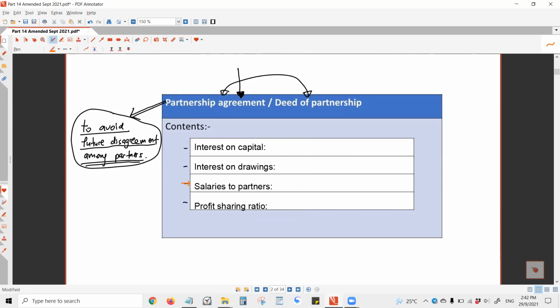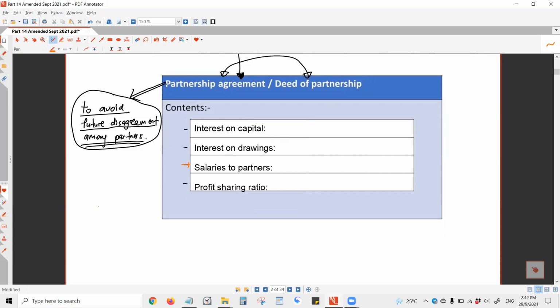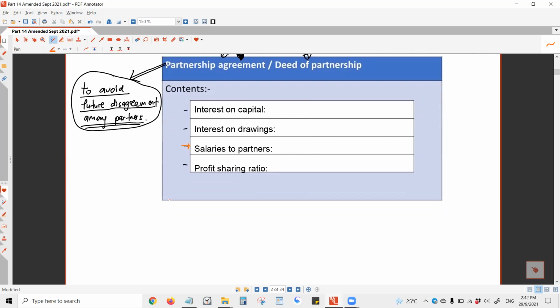Salaries to partners. You see, some people have a lot of money, but they don't have time. Some people have a lot of money and also have time. But some people have little money, but they have a lot of time. So what I want to say is, assume that there are 3 partners. That means 3 business owners. You know, right? Partners are the owners of a partnership. Assume that there are 3 partners, partner A, partner B, and partner C.